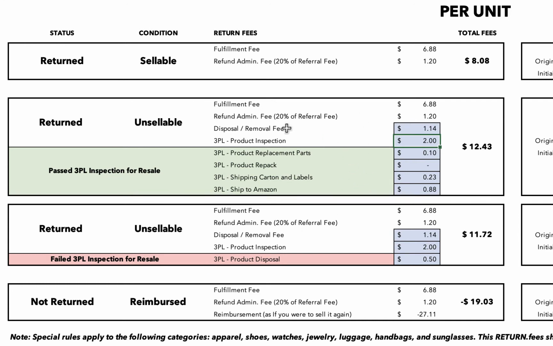So let's just focus on the first scenario here. They've said this unit is actually in sellable condition. And so in that case, we want to send this back into Amazon. For that, we need to maybe purchase replacement parts, have it repackaged, and also pay for shipping cartons and labels and the shipping costs into Amazon. So there's costs associated, of course, with packing it back up and sending it back into Amazon. All of these fees totaled up equal $12.43.